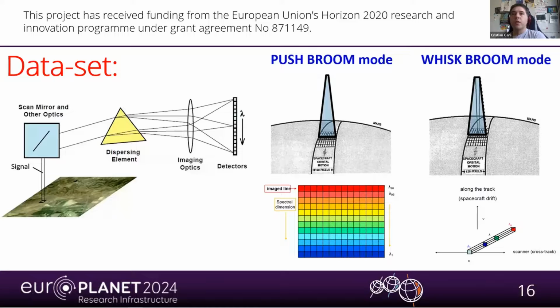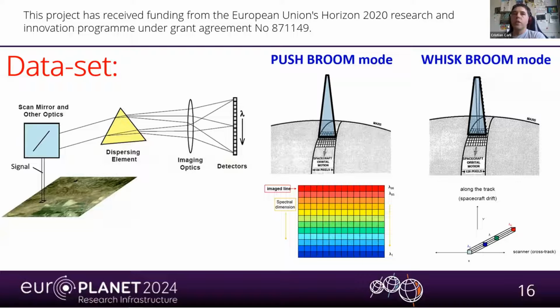Just briefly, often the instruments are more or less built in this way, with a mirror that translates the signal arriving from the surface into our instrument. And then some dispersing element or optics sends the information to the detector and separates the different wavelengths, to have information from that pixel we are looking at for all the different wavelengths.